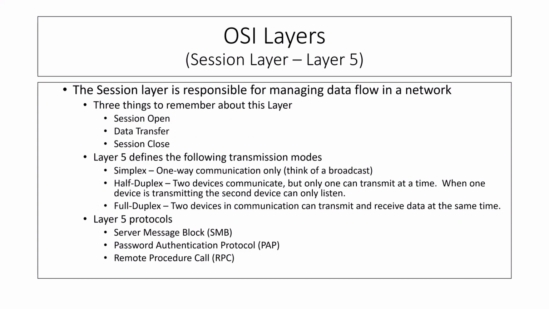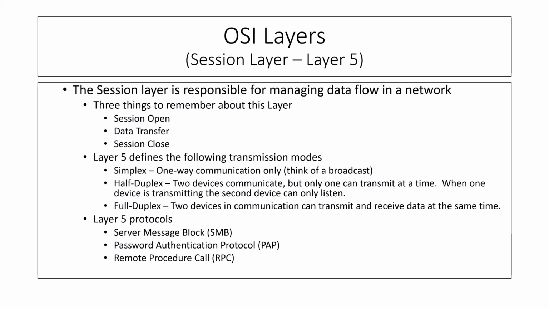The session layer is layer 5. The session layer is responsible for managing flow in a network. There are three things you have to remember about this: session open, data transfer, and session close. So, computer A wants to talk to computer B. Computer A sends a message over to computer B saying, "Hey, I have some data to transfer." Computer B says, "Yes, awesome, I'm ready, send it over." Data is transferred. When it's finished, the first computer says, "Hey, we're finished transferring data, I'm ready to close the session." "Awesome, that's great, close it off." That process all occurs at the session layer, or layer 5.